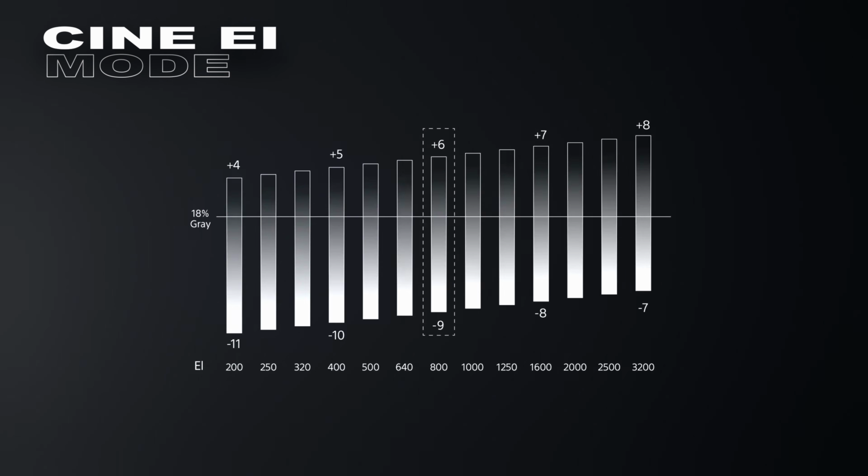So what is CINE EI? CINE EI is designed to give you more control over exposing your log image and get the best quality out of your camera. By filming with CINE EI, you can decide how many stops of your dynamic range you will give to your highlights or shadows.